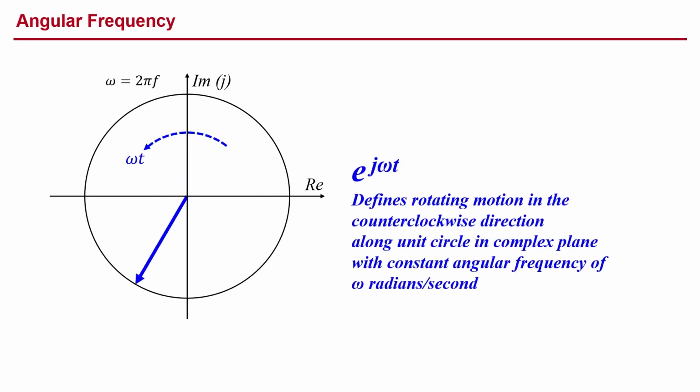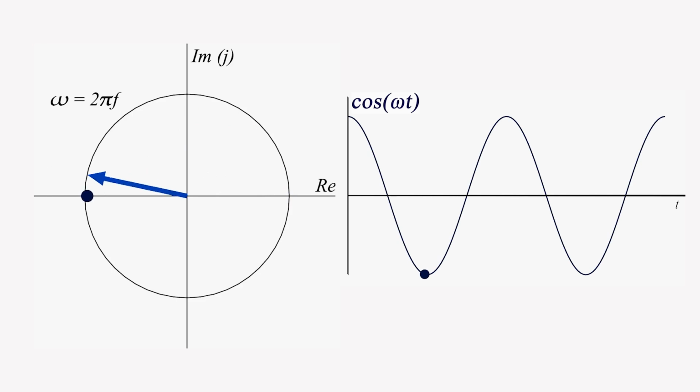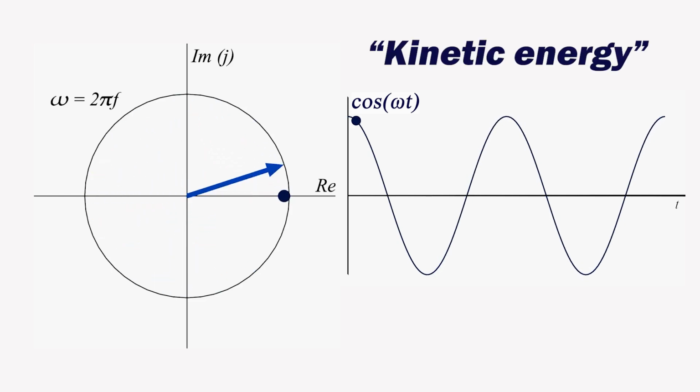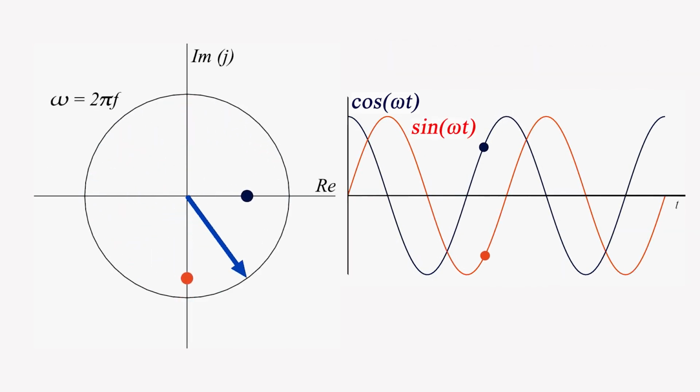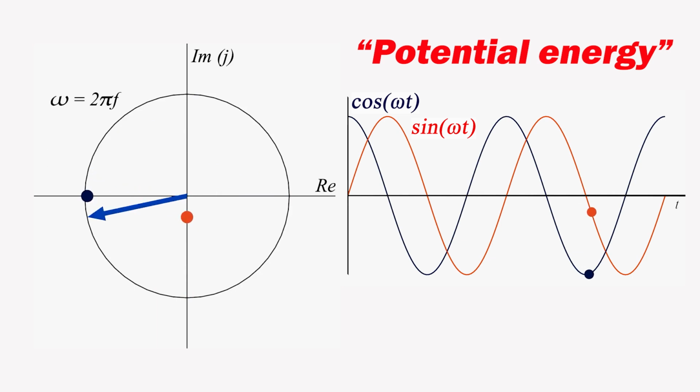E to the j omega t defines a rotating motion in the counterclockwise direction along the unit circle in the complex plane with a constant angular frequency of omega radians per second. Cosine of omega t is the projection of e to the j omega t onto the real axis. It may be thought of generally as kinetic energy. Sine of omega t is the projection of e to the j omega t onto the imaginary axis. It may be thought of generally as potential energy.